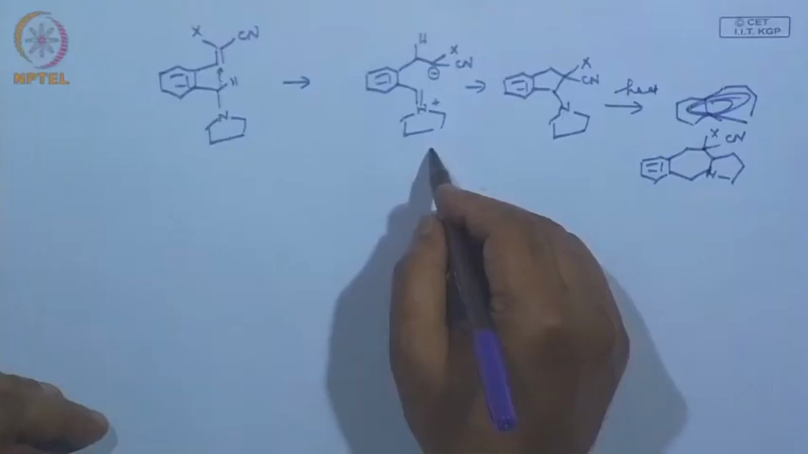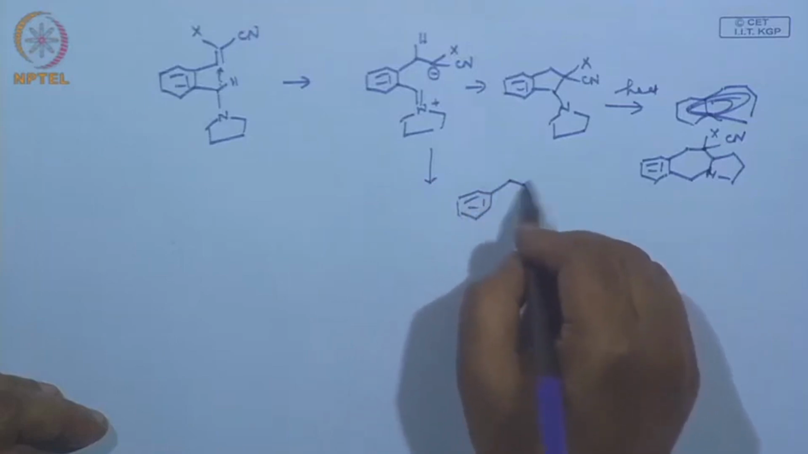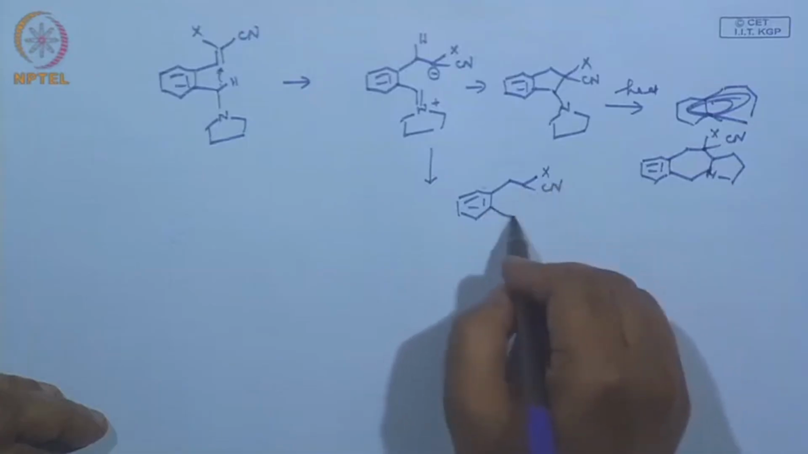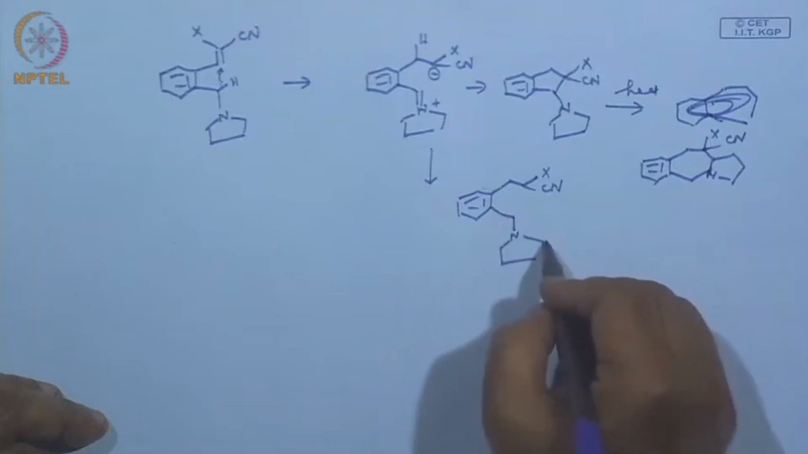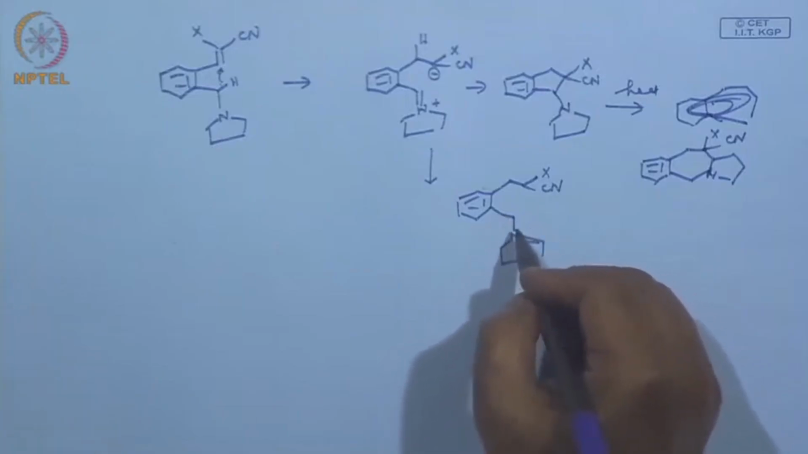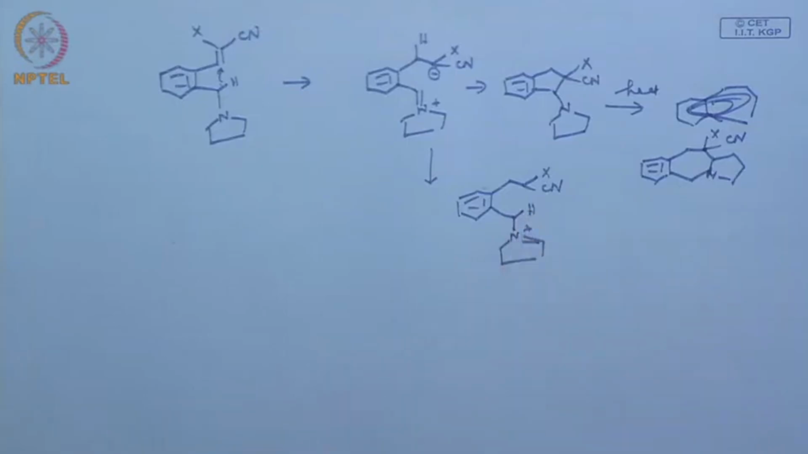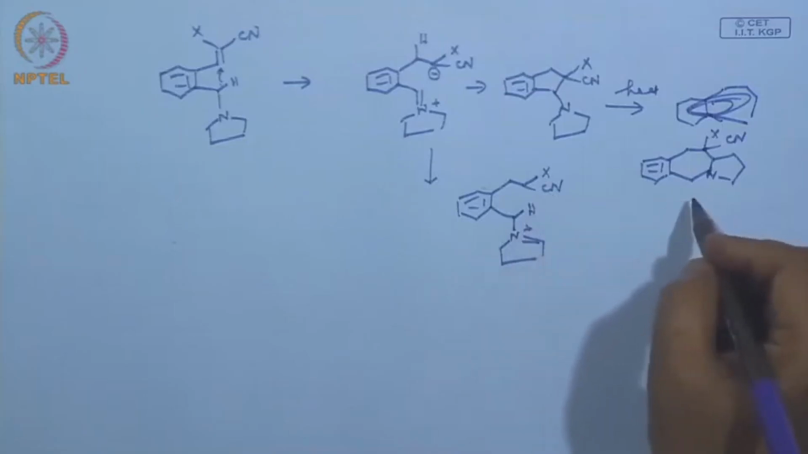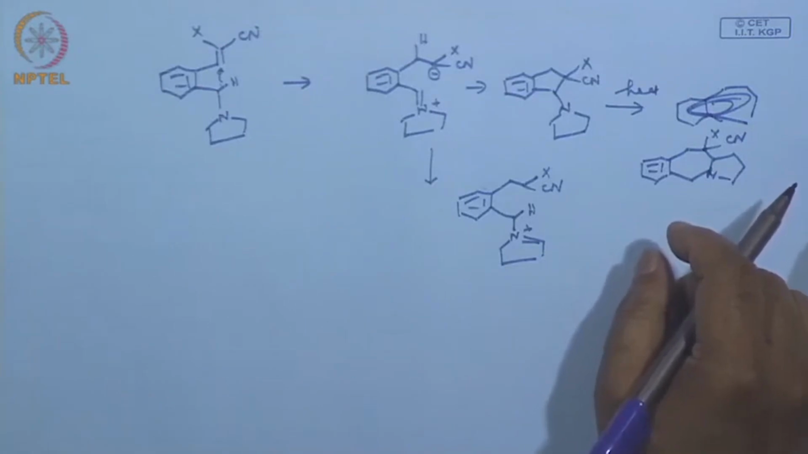What you can do actually during this, there is also a possibility that this can undergo a 1,3 kind of sigmatropic, so 1,3 kind of hydrogen shift, I should say, and that is it. So, then under certain conditions it forms this. So, we have more examples. I think we have more examples.